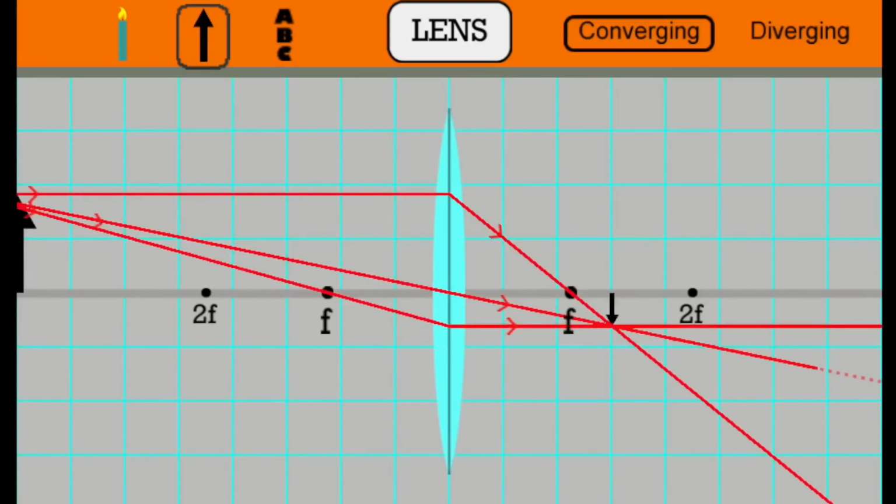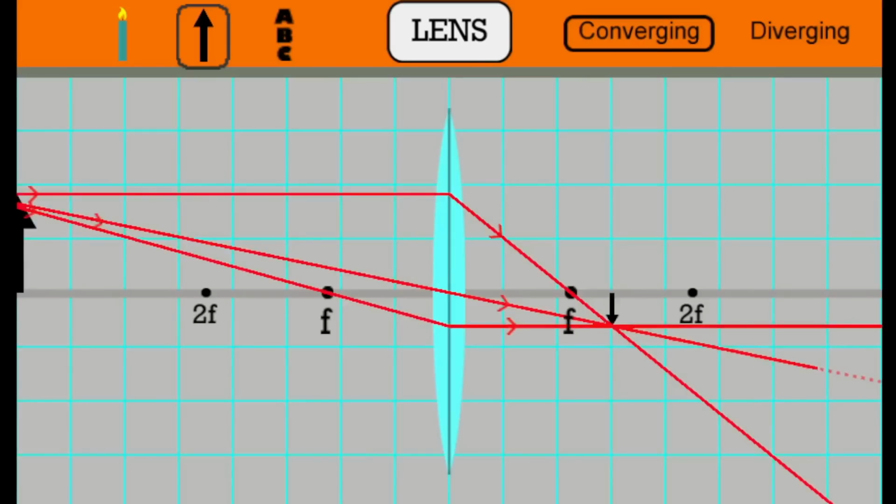Okay? Again, katulad dun sa ating ray diagrams for mirrors, we have a line that is parallel to the principal axis and passing through the focus. Okay, we also have a line that is passing through the focus, the first focus on the left, and then coming out parallel towards the other side. And we also have a line passing through the center na dire-diretso lang.